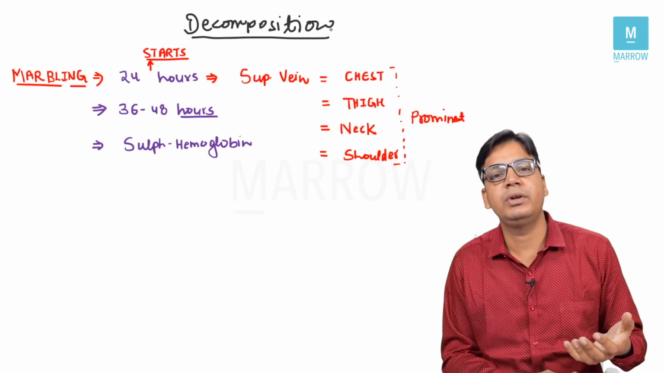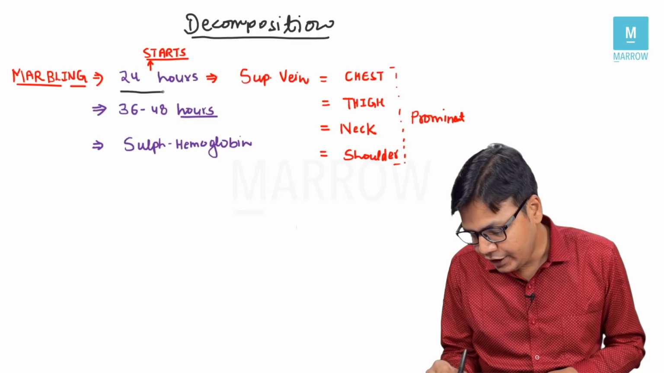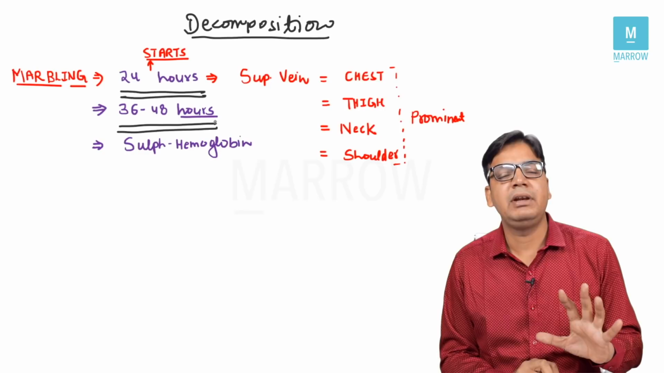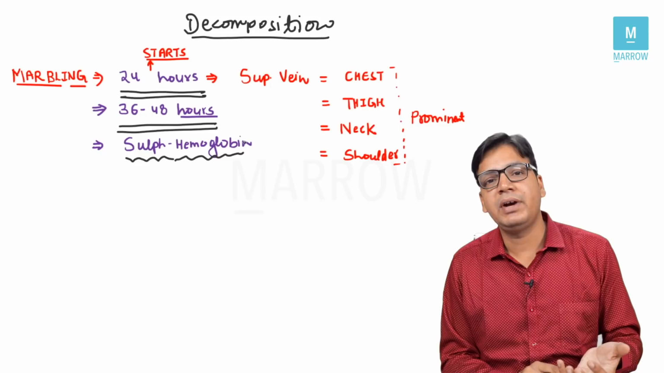In decomposition, we have many changes. Greenish discoloration. We have marbling. We have maggots. That is forensic entomology. But see, marbling starts in 24 hours. Yes, the first question comes when marbling starts. It is 24 hours. It is seen well developed in 36 to 48 hours, and it is because of sulfa hemoglobin. That's very, very important. Actually, hemoglobin combines with sulfa group, that becomes sulfa hemoglobin. I have seen one question like marbling is because of sulfa hemoglobin.